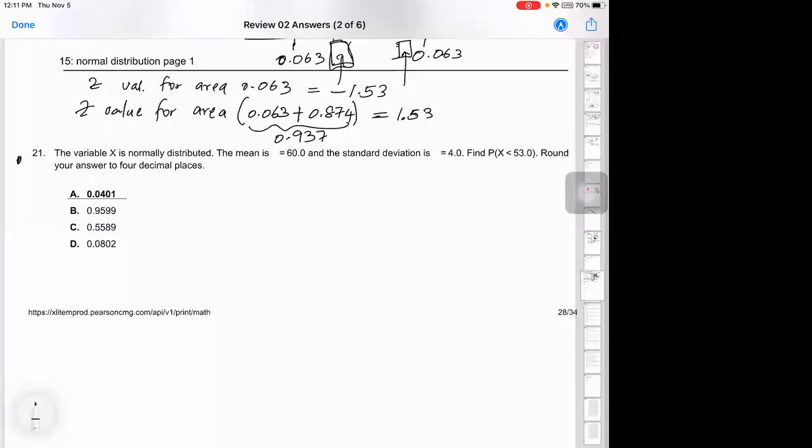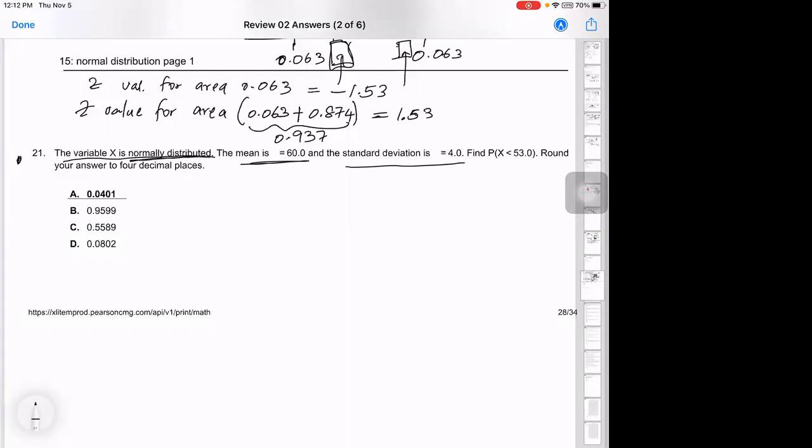Question number 21 is a little bit interesting. Variable X is normally distributed, so you don't have to worry about that. It is just normal distributed. They haven't mentioned anything about standard normal distribution. Since this is normal distributed, you have to convert it into a standard normal distribution and do your calculations. They have mentioned the mean is 60 and the standard deviation is 4.